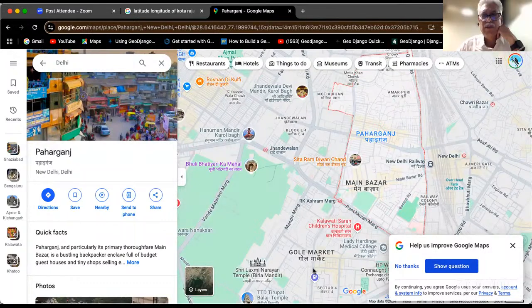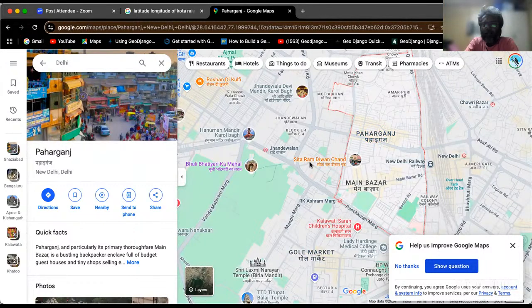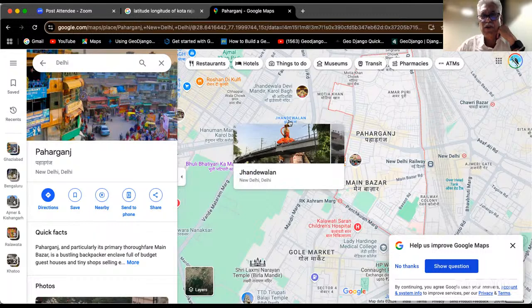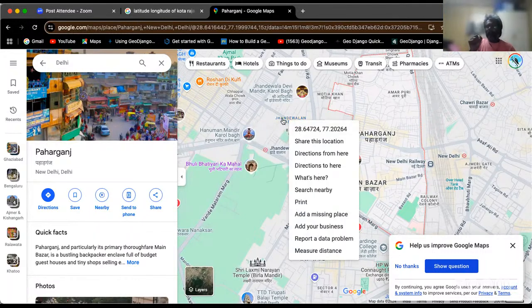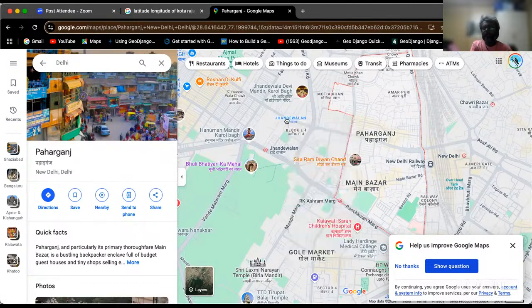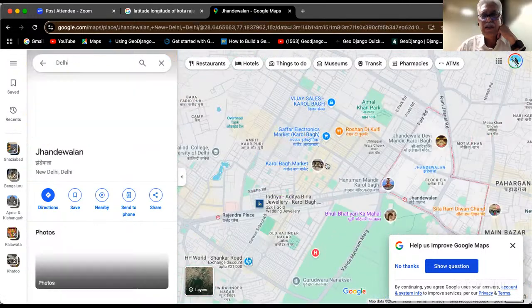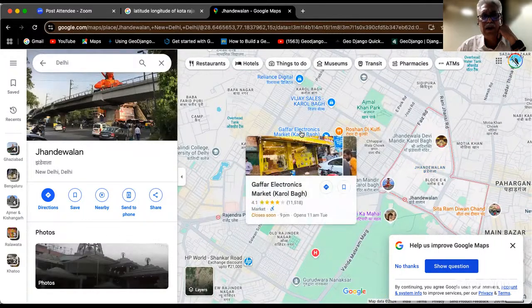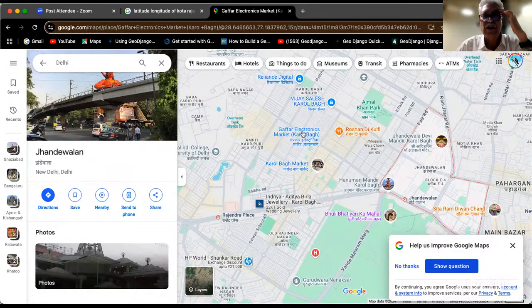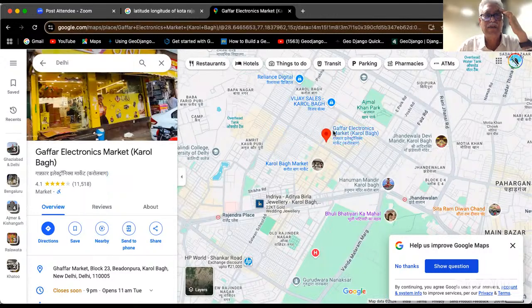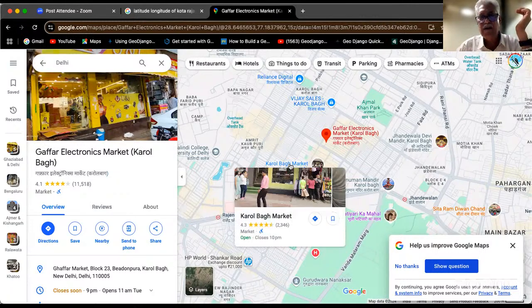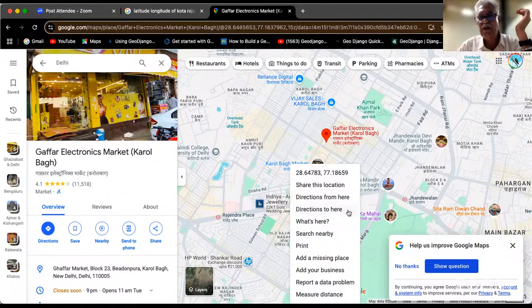By the way, we are interested in latitude, longitude only, so this we get from here. Suppose Jandewalan you want. Don't click on the label. Click on an empty space beside it. When I click on the label, it just zooms in actually. Zoom out, sorry. It's not giving the values. The values it gives you by right clicking. When you right click it, then you get the values. It's not a big issue, I think.